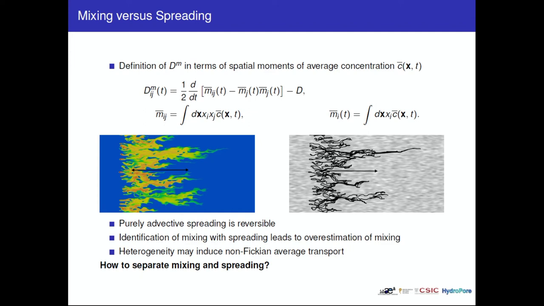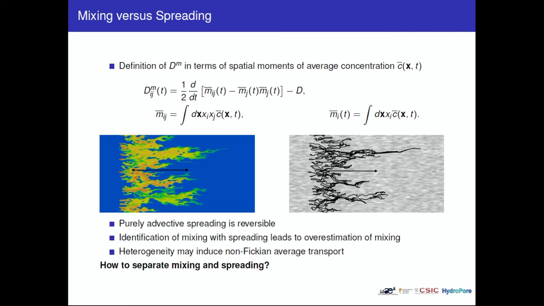Then one very important thing that I've mentioned a few times: purely advective spreading is reversible. So this is the purely advectively transported plume, and this is the advective dispersive plume. They are very similar. So there are many reversible features that we still have in advective diffusive transport. So now, bottom line, if I identify mixing with spreading, and I use this macrodispersion coefficient to quantify it, you are overestimating mixing a lot. So if you take this framework, you are getting an estimation of hydrogen mixing which is much more pessimistic than it should be if you decide to take a more realistic quantification.